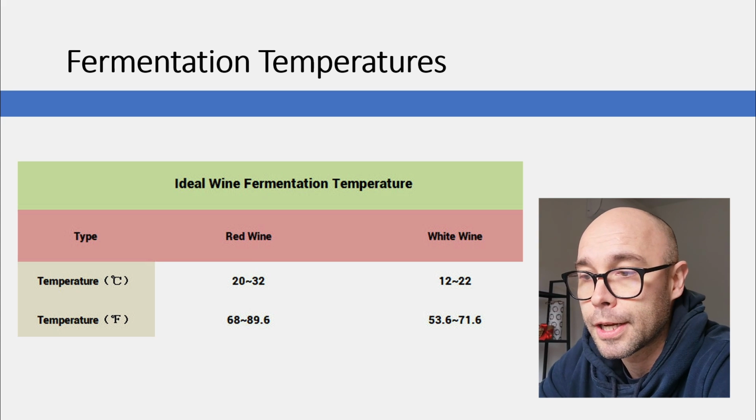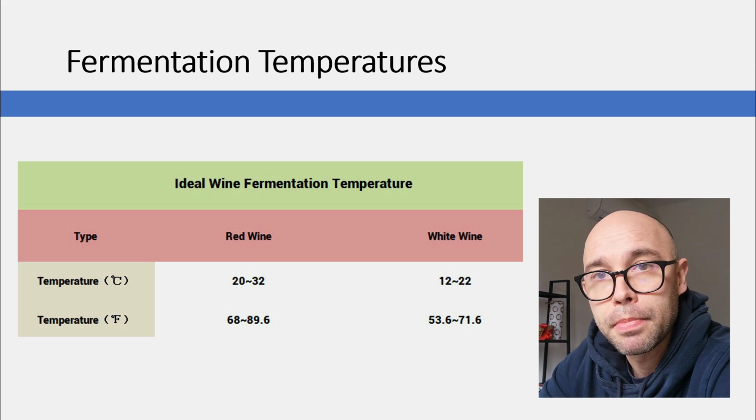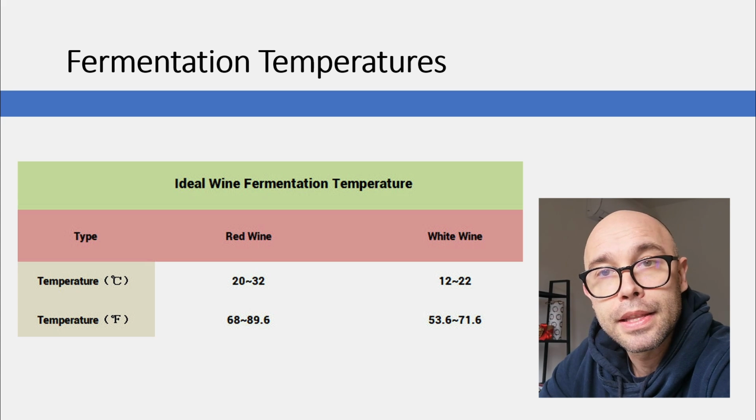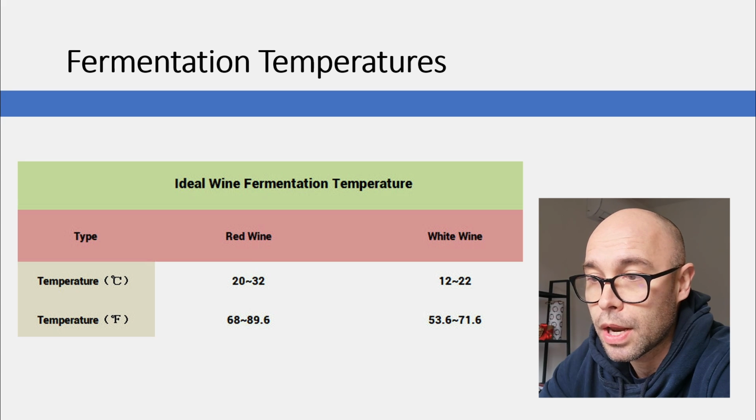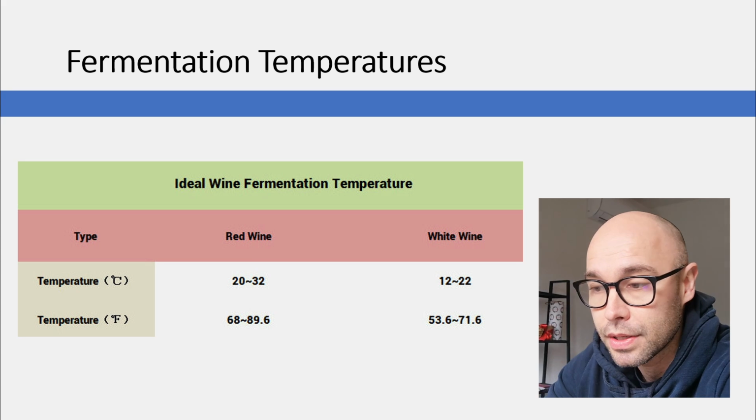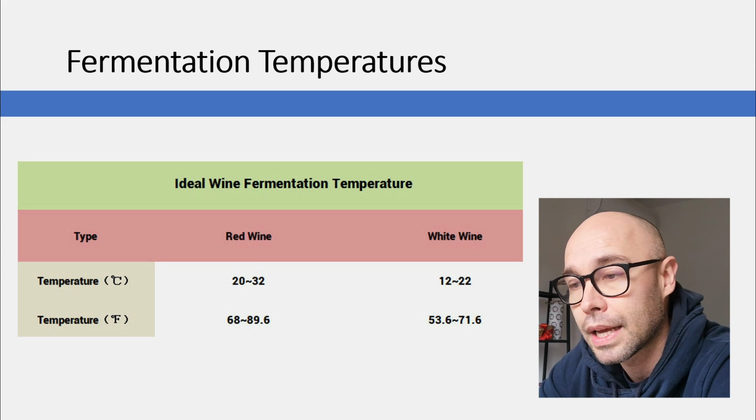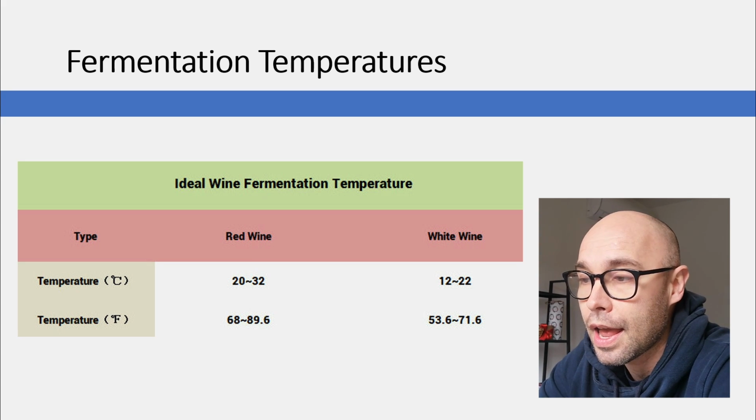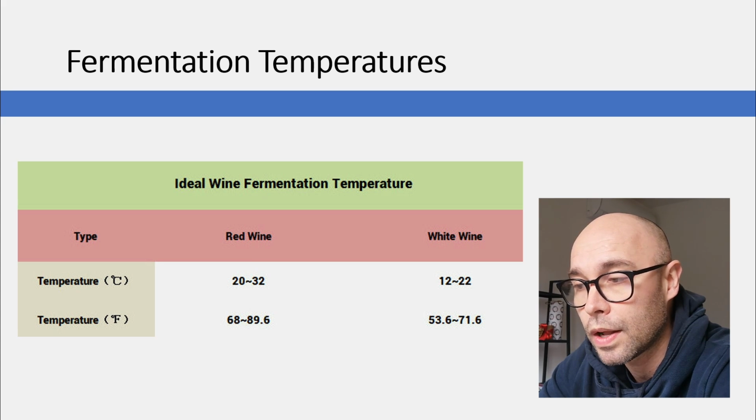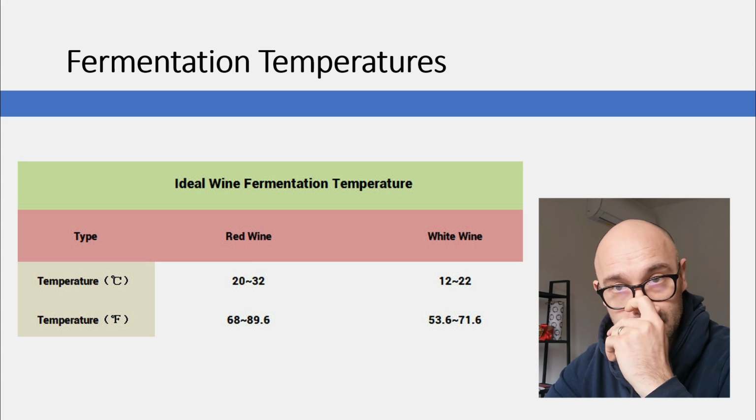Fermentation temperatures. Based on the grapes that you're using, the ideal temperature for red grapes is between 20 and 30 Celsius, and you can see also how it looks in Fahrenheit. The ideal temperature range for white grapes is 12 to 22.